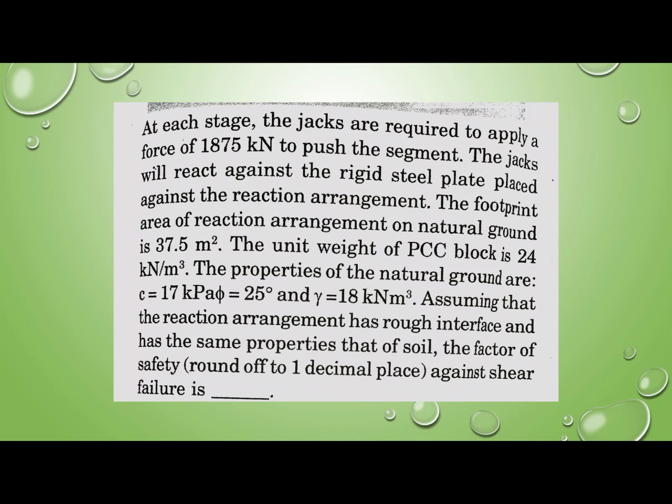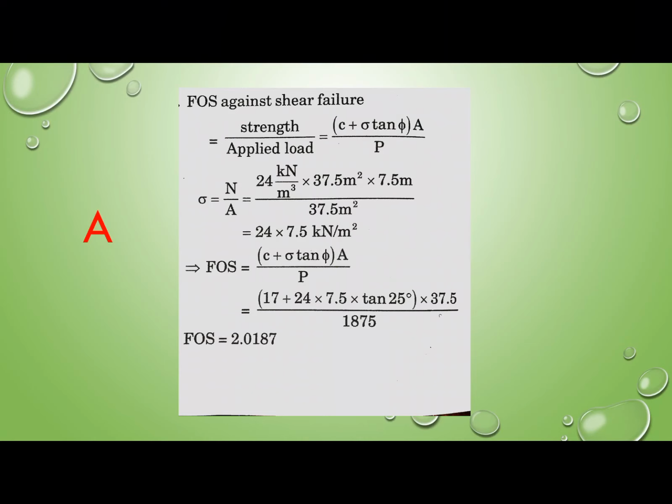So here we have to find the factor of safety. So first we will see the formula for the factor of safety against the shear failure, which is strength by applied load. So we know the strength we can find out from the equation C plus sigma tan phi into A. So from our question it is clearly given what is C. C is given. Now we have to find the sigma, that is the stress, which is equal to N by A.